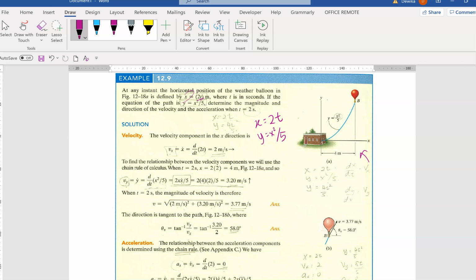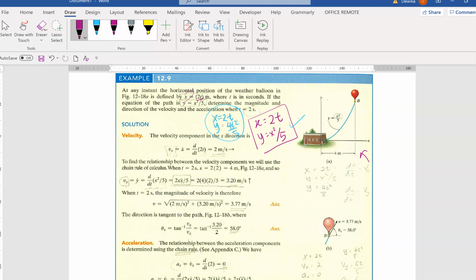There are two methods in solving this question. One method is to use the chain rule and stick to the formula given by the textbook itself, which I'm going to do. For the second method, can you see my pencil mark here? x is 2t, so y is, when you plug the x value into this equation, 4t squared over 5. There are two ways in doing this. We are just going to follow the purple mark here. The blue one, you can try by yourself at home.